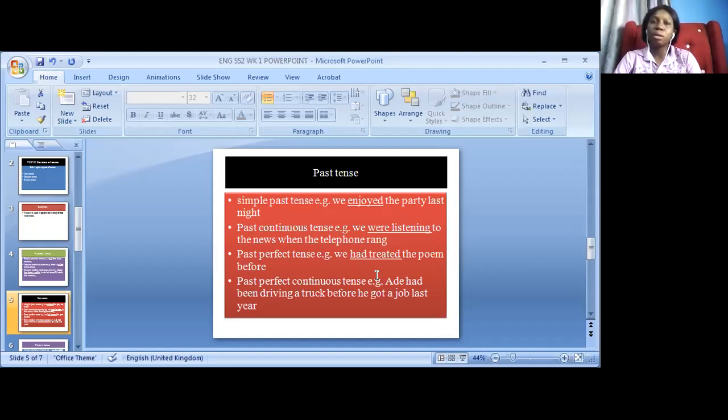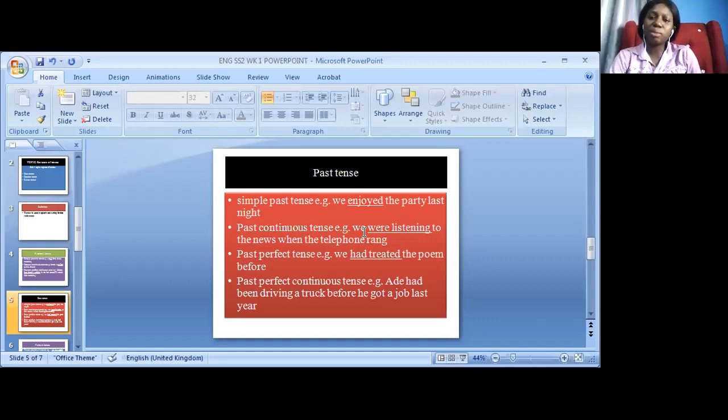Past perfect continuous tense. The past perfect continuous tense is used to talk about an action that went up to a particular time in the past. It is an action that continued up to a particular time and ended in the past. Are we together? It is an action that continued up to a point in the past and ended before other events.